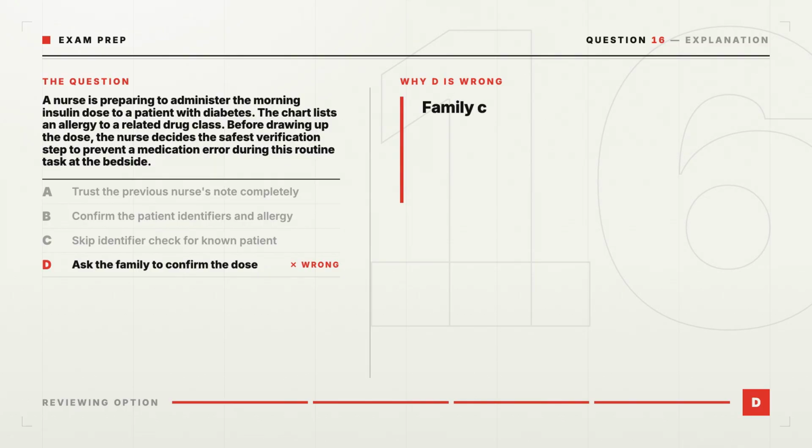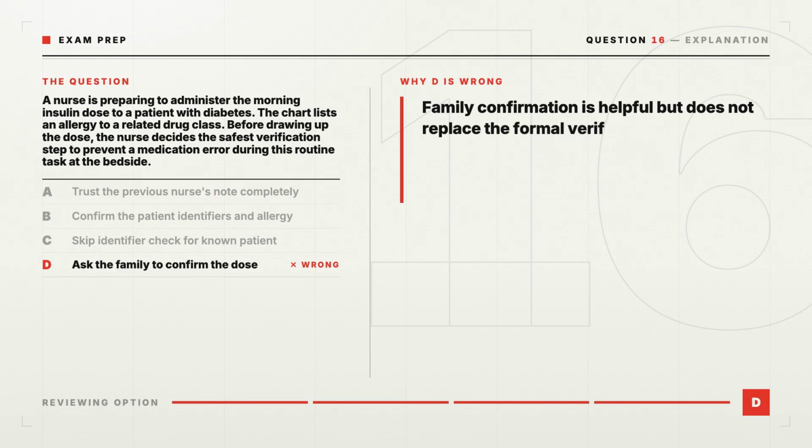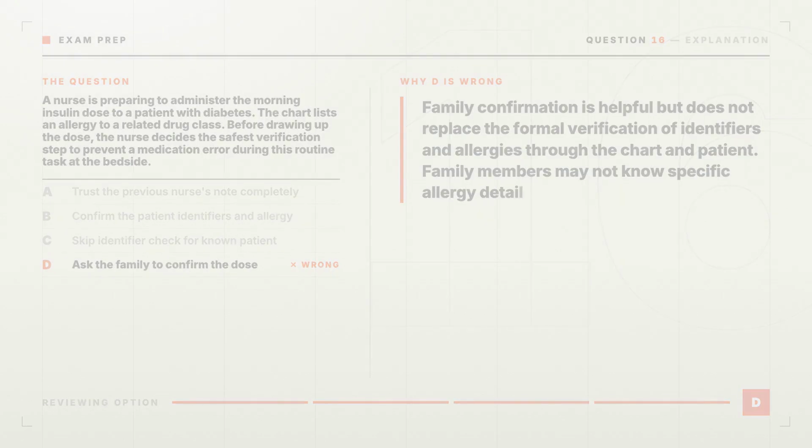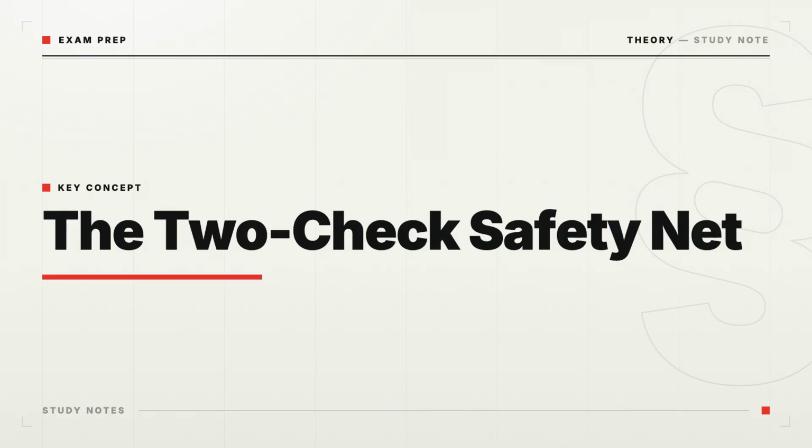D is wrong because family confirmation is helpful but does not replace the formal verification of identifiers and allergies through the chart and patient. Family members may not know specific allergy details with full accuracy. Before a single drop of medication is drawn up, every nurse performs the same 2 checks every time, confirming who the patient is and confirming what they're allergic to. These simple steps stand between a routine task and some of the most serious errors in healthcare.